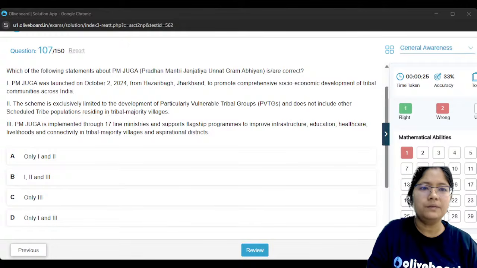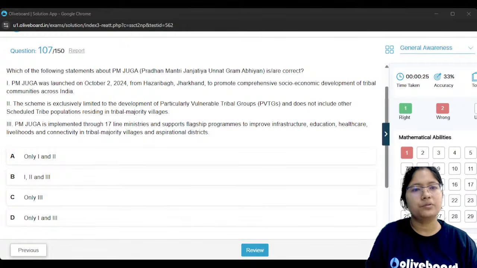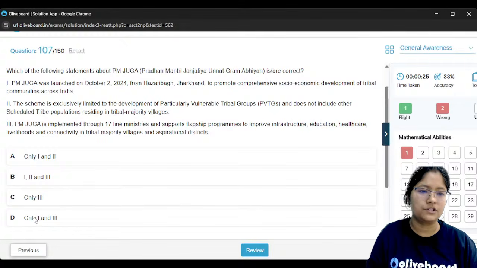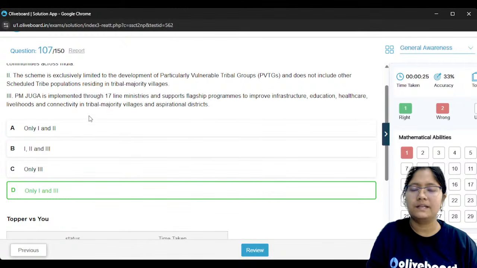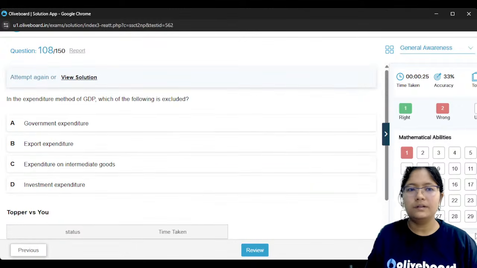So if we have to eliminate 2, then we will be left with 1 and 3. Let's see if 1 and 3 is the correct answer to this question. So yes, 1 and 3 is the correct answer to this question. All right, let us look into the next question.